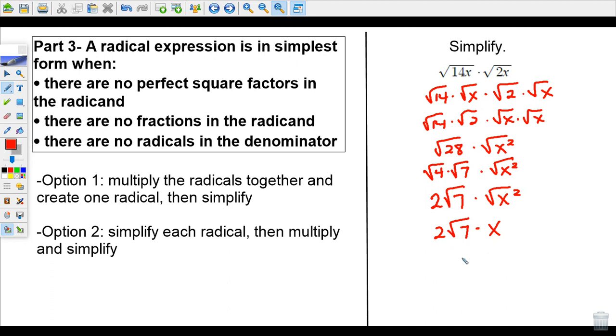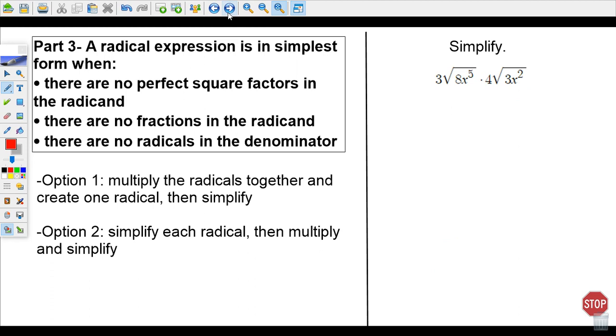And then again, just rearrange, write it the appropriate way. So the x would go alongside the 2. It's outside of the radicand. 2x radical 7. One more, a little more complex, and we'll finish here.